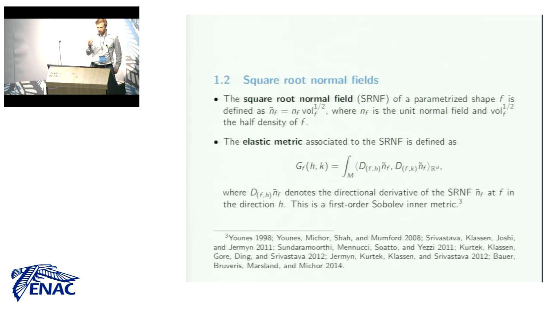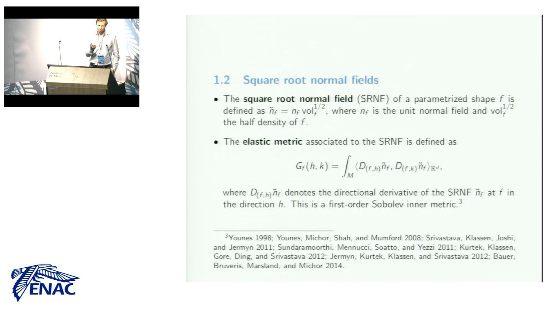I have a parameterized shape f, and I define the corresponding square root normal field as the unit normal field n multiplied by the Riemannian half density on the space. Now the result is that, and that's exactly why I constructed it this way, these vector valued half densities form a Hilbert space. So I can just take two of these vector valued half densities, contract the vector valued part and integrate over m, and I get a real number.